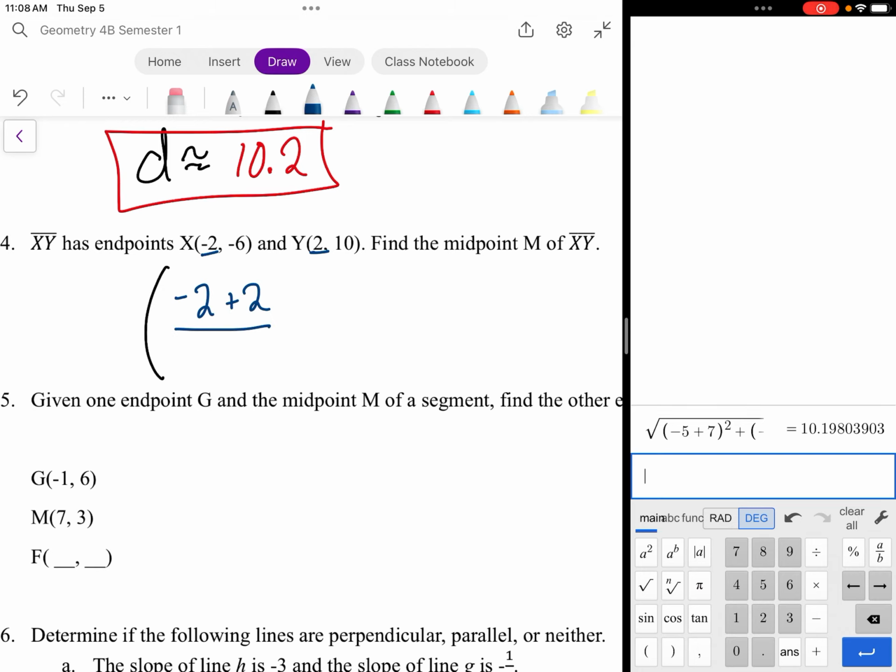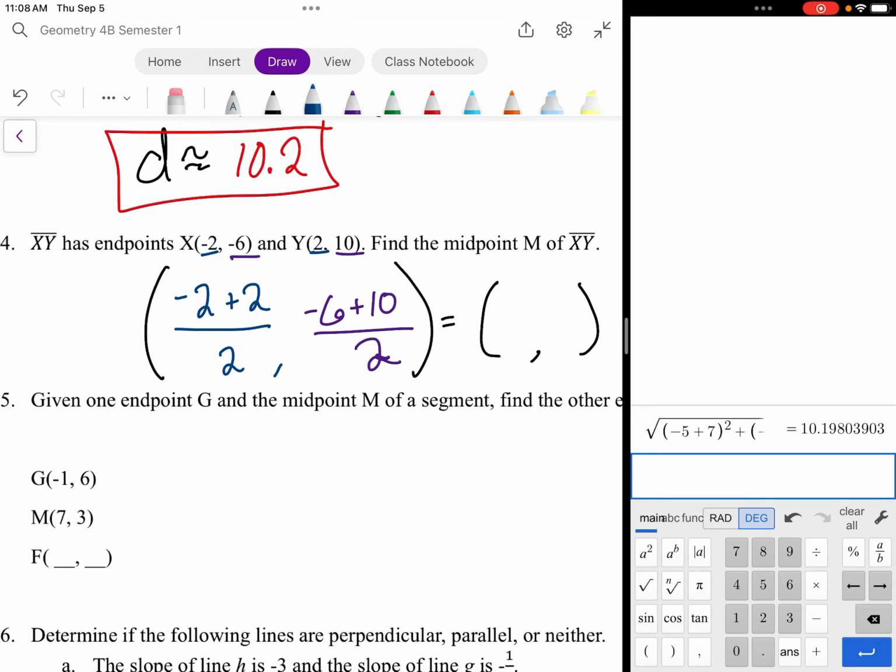So -2 plus 2 divided by 2. Then we would add our y's and divide that by 2. Negative 6 plus 10 divided by 2. Your answer is a coordinate point, so you're going to have an x value and a y value. It has to be in parentheses with the numbers separated by a comma.